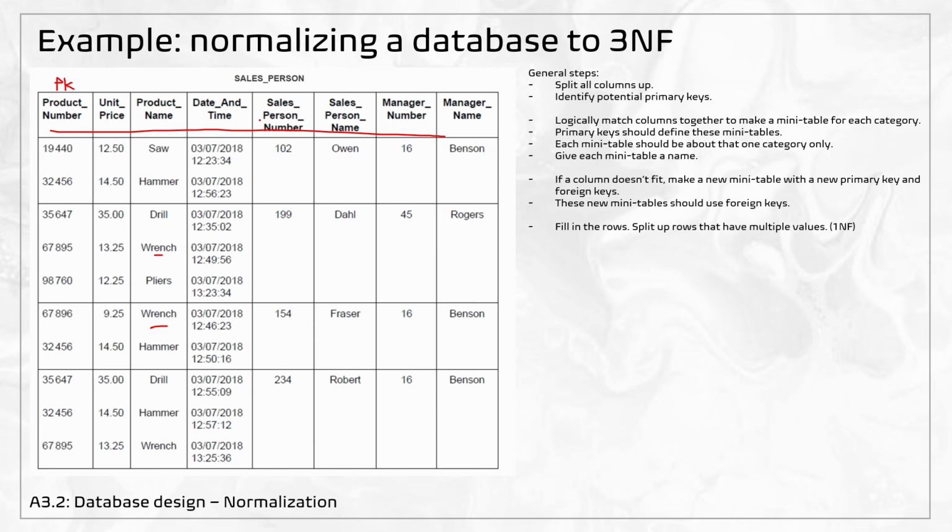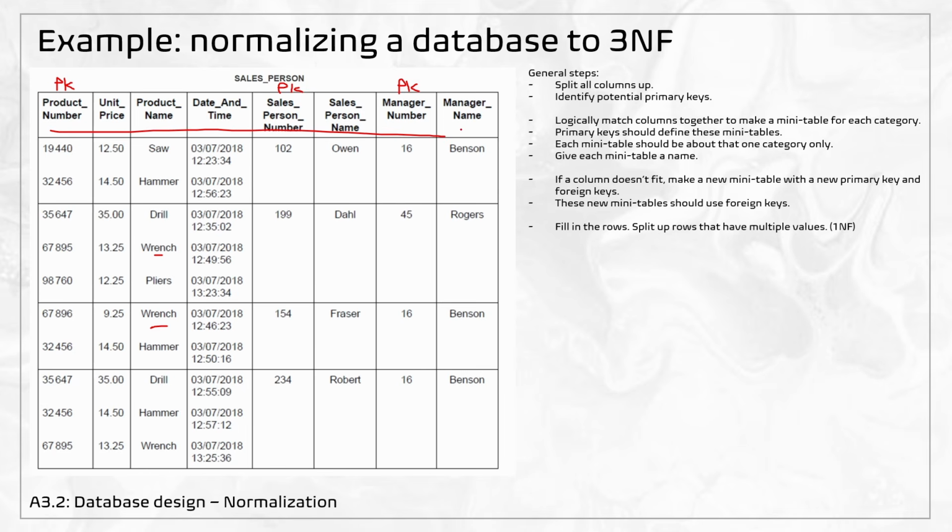Salesperson number should be a primary key because, again, every salesperson has a unique number. And salesperson name, well, names could overlap, so this shouldn't be a primary key either. Manager number, this again should be a primary key. And manager name, for the same reason, it shouldn't be.